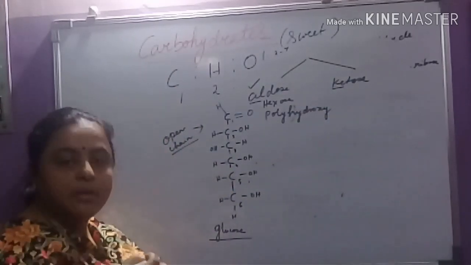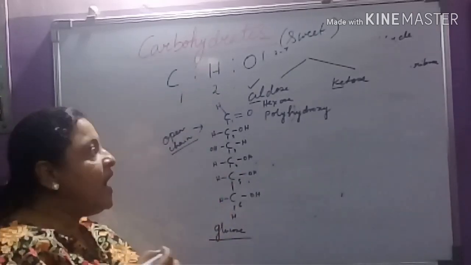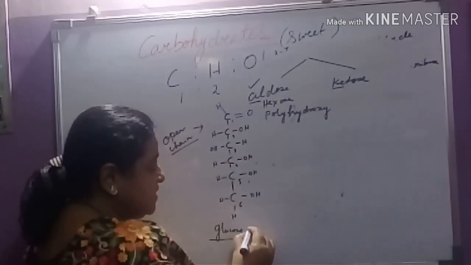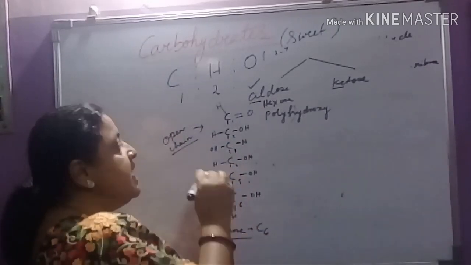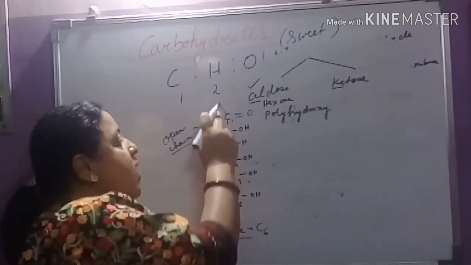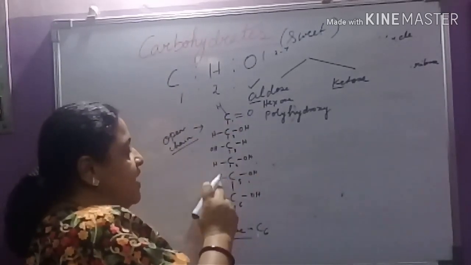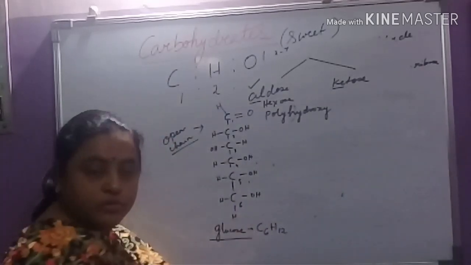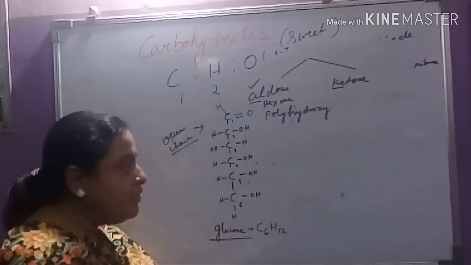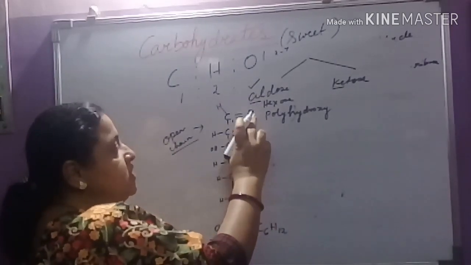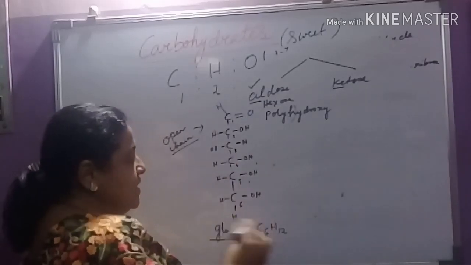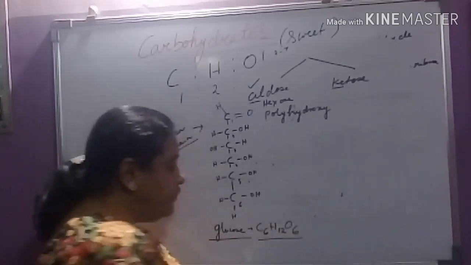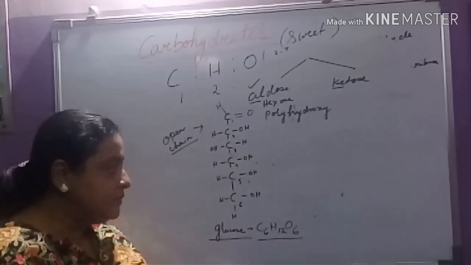So if we count the number of carbon, oxygen and hydrogen, if you count the number of carbons, you see 1, 2, 3, 4, 5, 6. So since it is a hexose, we can write it as C6. Let us count the number of hydrogen. 1, 2, 3, 4, 5, 6, 7, 8, 9, 10, 11, 12. If you look into the general formula, the hydrogen should be double the number of the carbon. Now you count the number of oxygen. 1, 2, 3, 4, 5, 6. So the formula of glucose is C6H12O6.